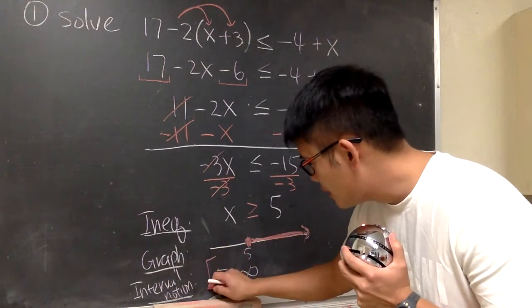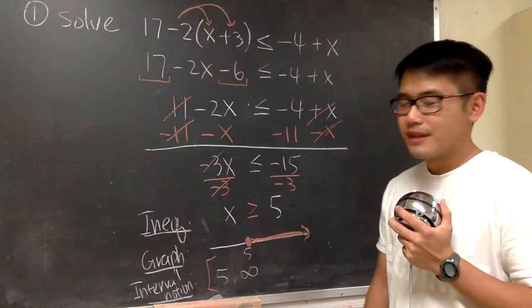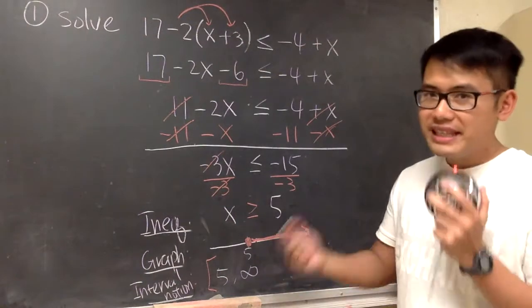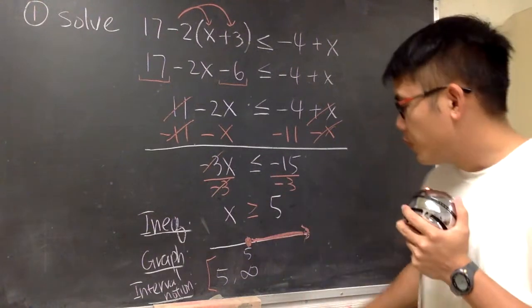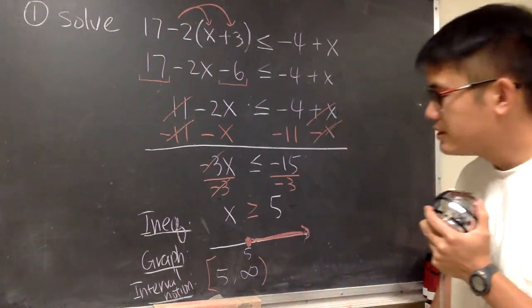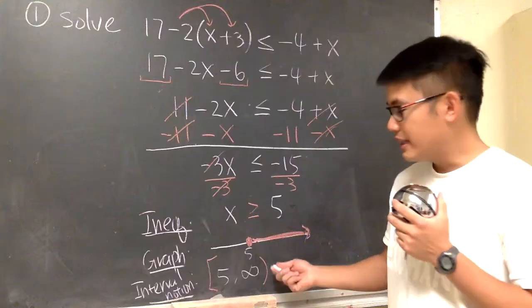For the 5 right here, we are including it. Therefore, we're going to use a square bracket like this. And then for infinity or negative infinity, because we cannot include what infinity is, we will always use a regular parenthesis for infinity. And that's it for the first one.